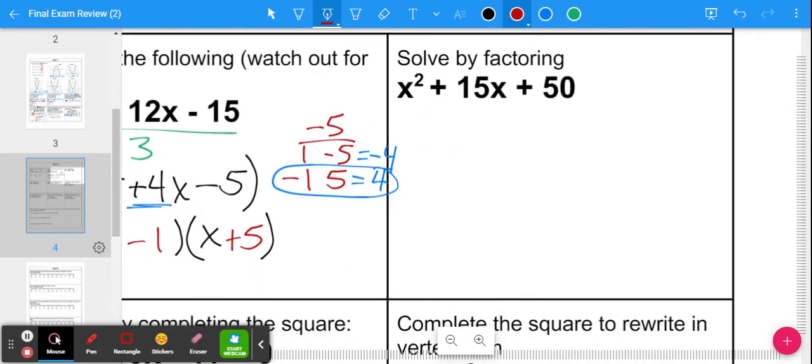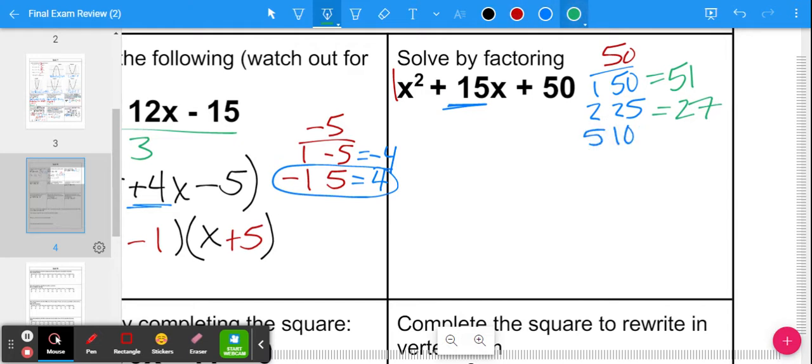So the next one, a is still 1, so this is still simple. So a times c, 1 times 50 is 50. And I'm looking for two factors that add up to a positive 15. So they multiply to make a positive, they add to make a positive, which means they're both positive. So we have 1 times 50, which adds up to 51. We have 2 times 25, which adds up to 27. We have 5 times 10, which adds up to 15. So there's my b value.